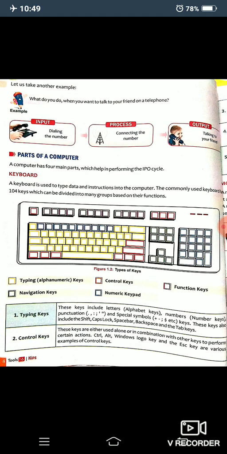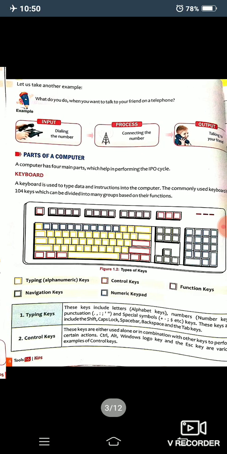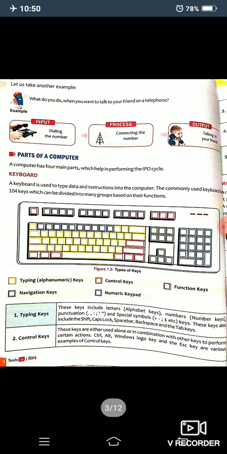A keyboard is an input device which is used for typing instructions and which is used to type data into a computer system. Okay, a keyboard is the collection of many keys. Basically, a standard keyboard has 104 keys, and all keys have their own functions. Okay, on the basis of their functions, keys are categorized in some groups or categories like typing keys, control keys, function keys, navigation keys, and one numeric keypad.